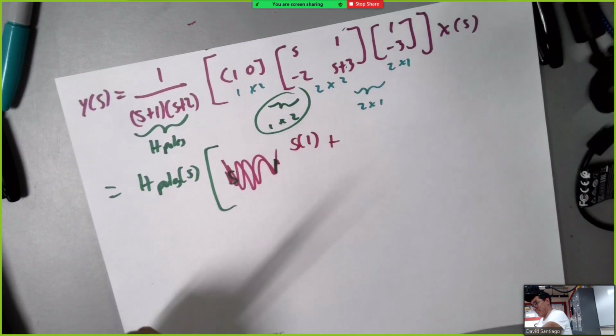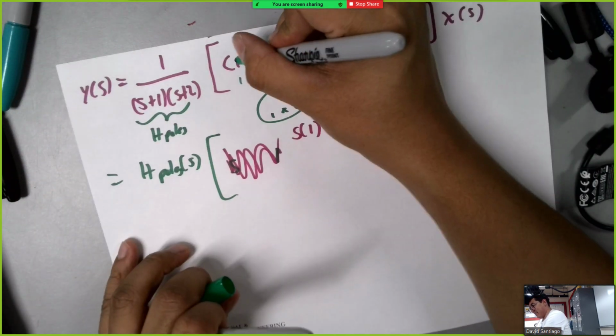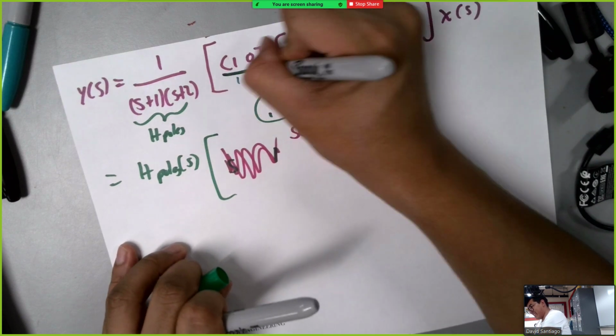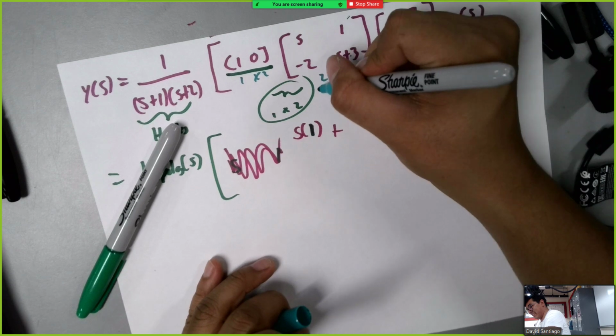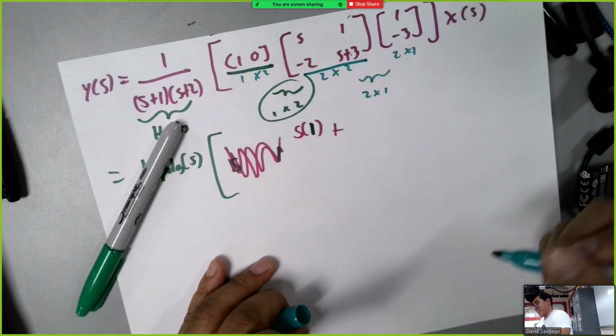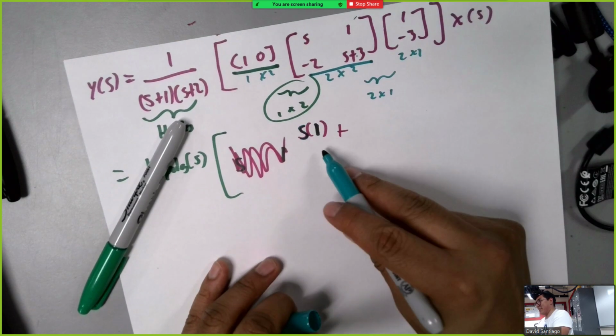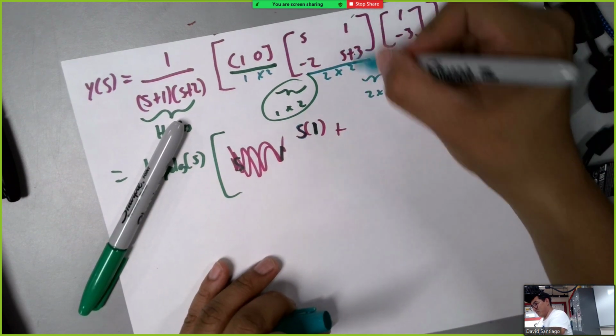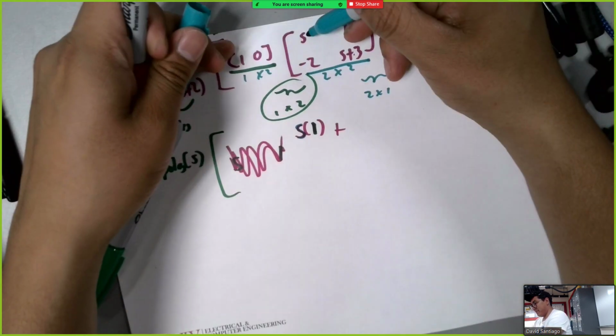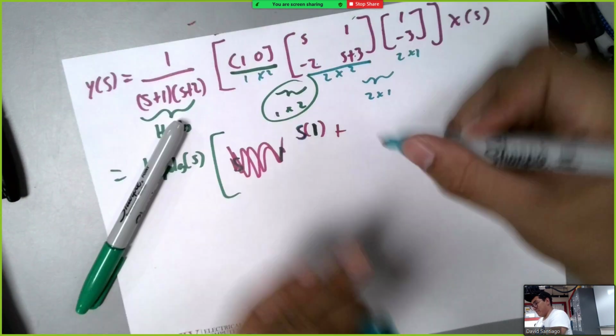I'm getting really OCD about this. I'm going to look at this, and then, where's the other marker? We're going to look at this. Okay? S times 1, all right? Plus. Then I'm going to pull out 1. Okay. S plus 1. Then minus 2.